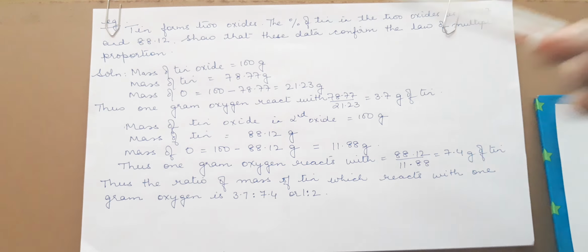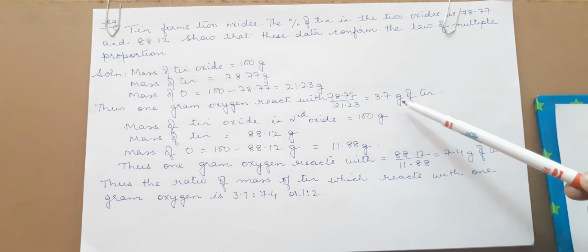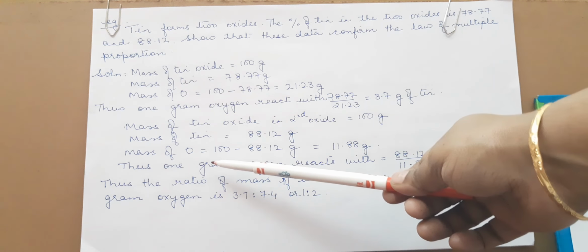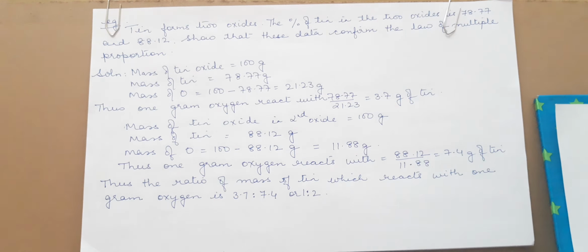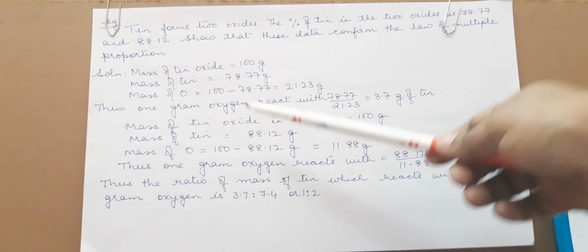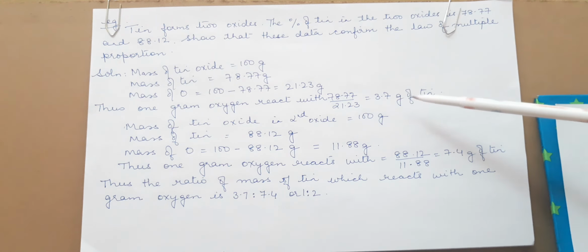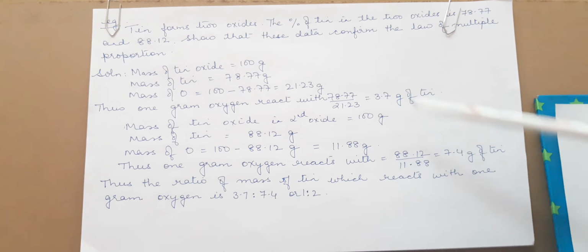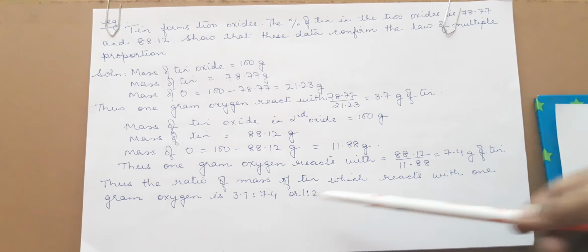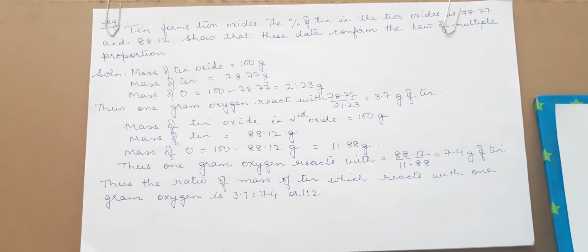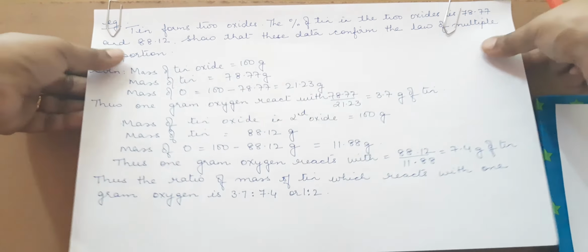That means 1 gram of oxygen over here reacted with 3.7 gram of tin, and 1 gram of oxygen here reacted with 7.4 gram of tin. What have I done? I have fixed the value of oxygen, 1 gram, 1 gram. So tin must have a simple ratio between them. 3.7 is to 7.4 would become 1 is to 2. That is a simple whole number ratio. That means this data confirms the law of multiple proportion. Did you get this? A simple question.